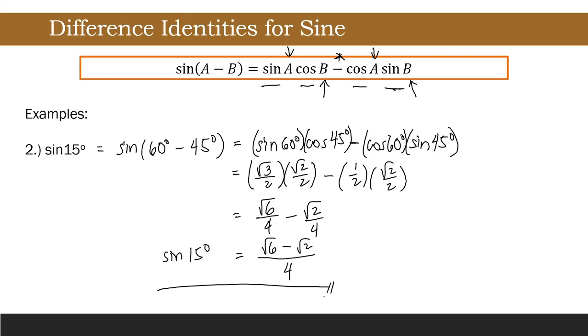So, ganyan po natin gamitin or i-apply yung sum and difference identities for sine. We always think of two special angles na pwede nating i-add or i-minus sa isa't isa para makuha yung original given angle. In the next video, sum and difference identities naman for cosine ang ating i-discuss.